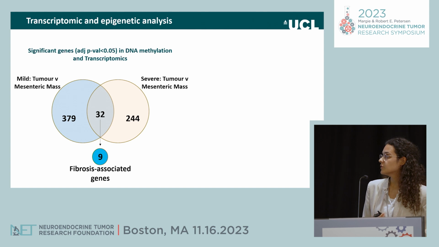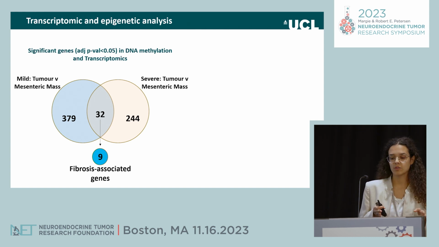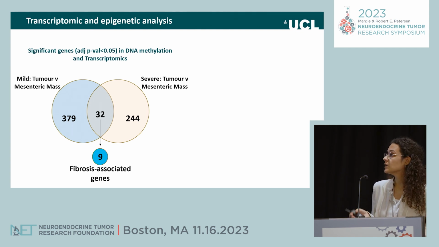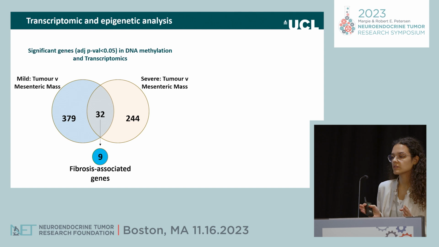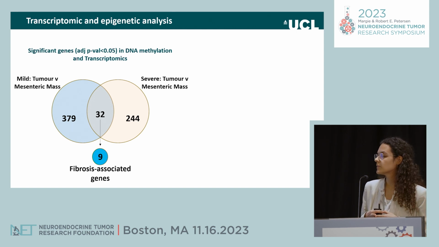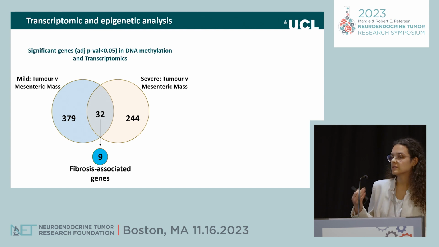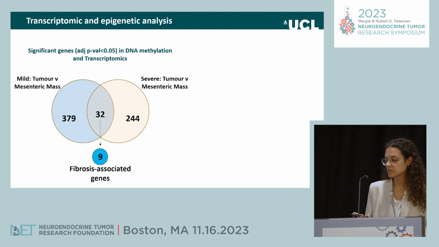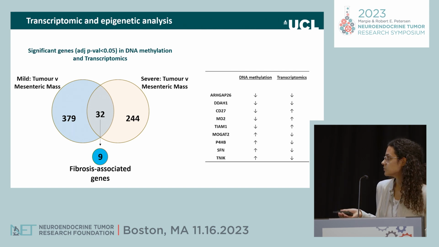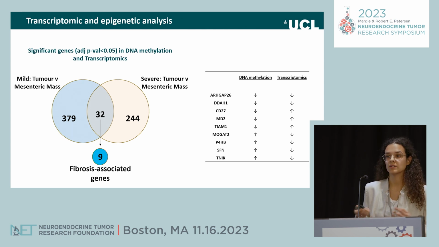So then we selected only the genes that were significantly altered, both in the DNA methylation and in the transcriptomic data for each of these comparisons. And we saw that there was an overlap of 32 genes, and that 9 of these 32 genes were already described in literature as being fibrosis associated, which would be this list of genes, and that we'll be looking further into in the context of MF.